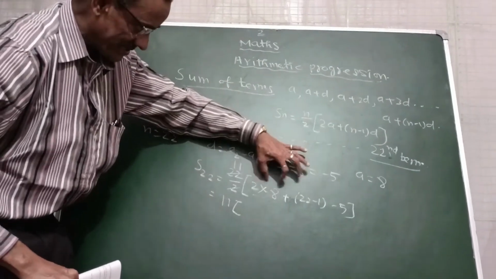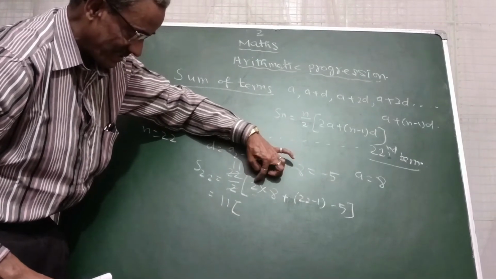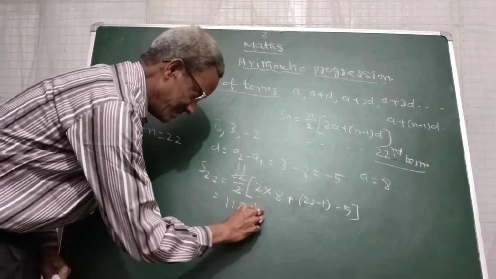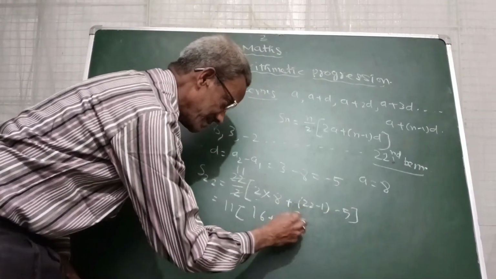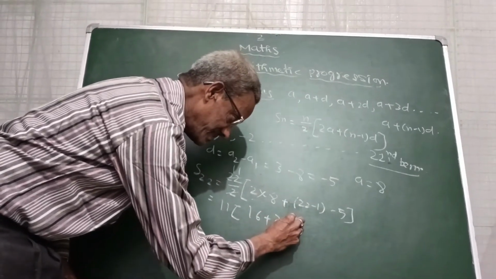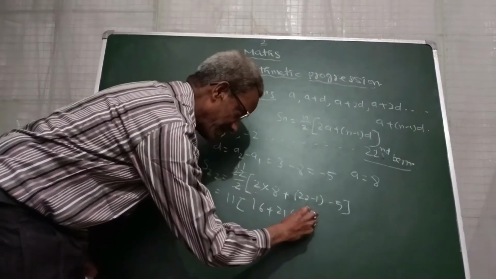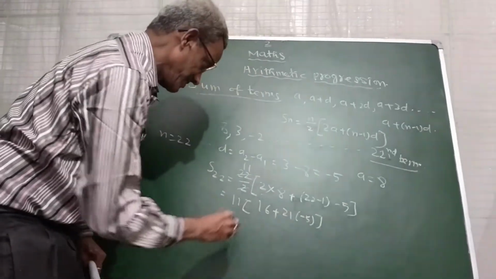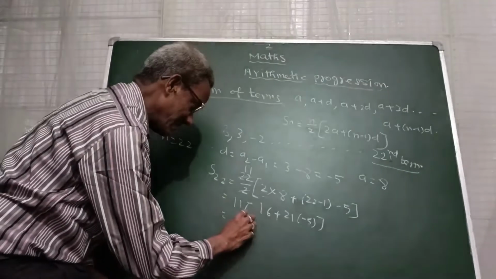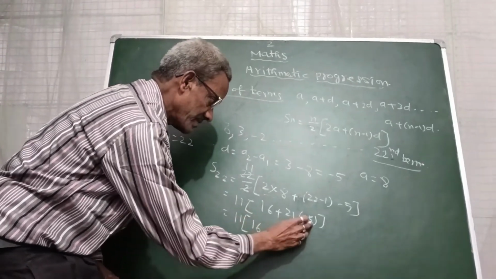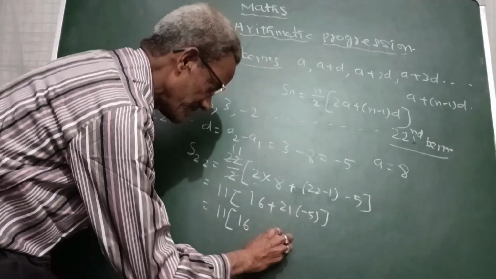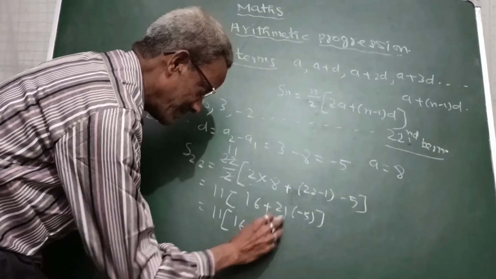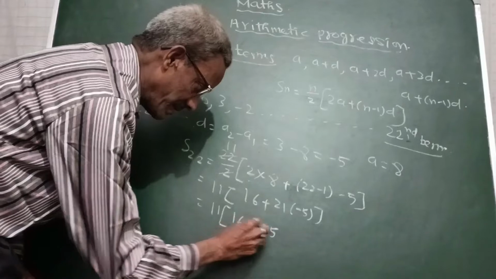Don't do everything at a time, or you will end up with the wrong answer. 2 eights are 16, plus 22 minus 1 gives you 21. The 21 that you are getting, you have to multiply by minus 5, not subtract. Now I will simplify this: 11 into 16. 21 fives are how much? 5 ones are 5, 5 twos are 10, so 105 you will get. Plus into minus you will get minus.